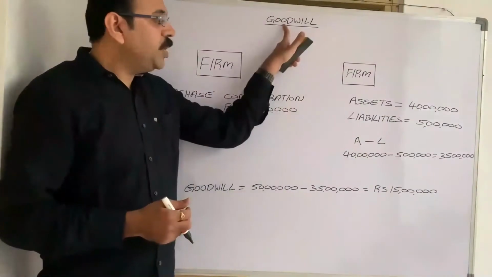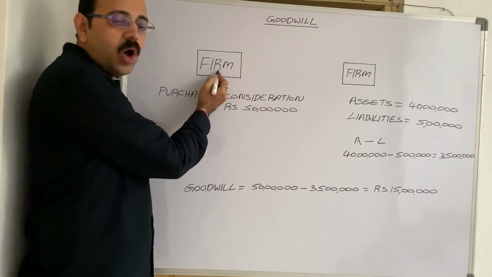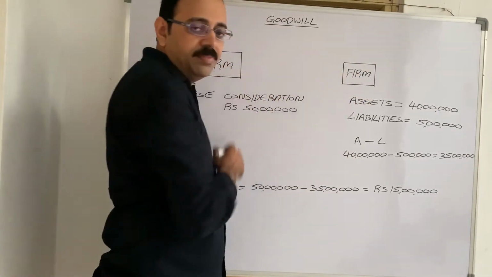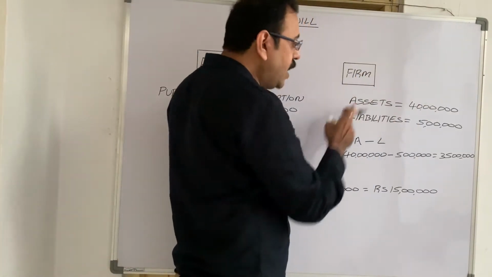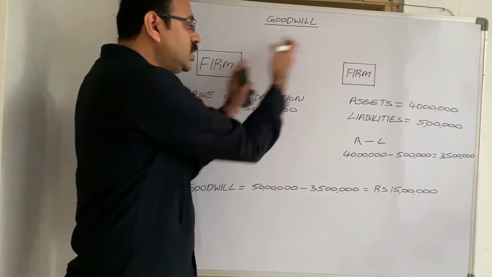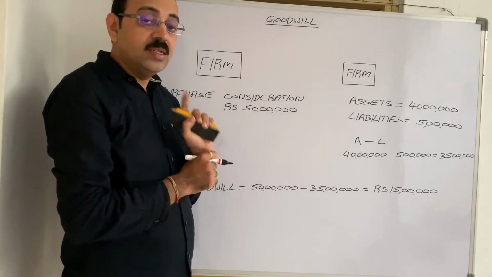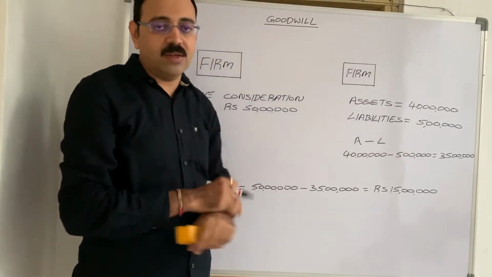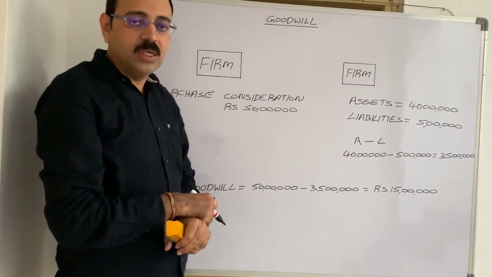Goodwill. What is meant by goodwill? For example, we are running one sole trading organization and we want to purchase another reputed firm. Their assets total is 40 lakh rupees and their liabilities total is 5 lakh rupees. So when we purchase their business, we will become the owner of their assets. Similarly, we are liable to pay this 5 lakh rupees to creditors. So their assets and liabilities will become our assets and liabilities.